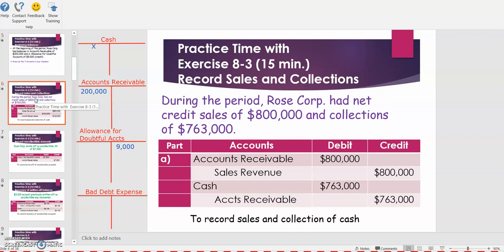During the period, Rose Corporation had net credit sales of $800,000. So that means that they're going to increase their accounts receivable balance by $800,000 as a debit, and they're going to be recording sales revenue as a credit. At the same time, the company also noticed that during the entire period, they had collected $763,000 from the existing accounts receivable balance and from the new sales that they had during this accounting period. So one of the things that you want to do for this problem is to always update your T accounts for each transaction that occurs.